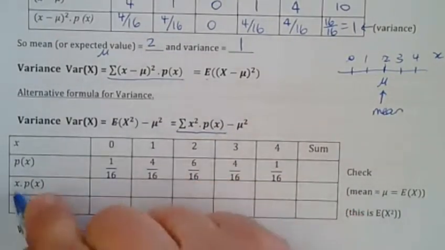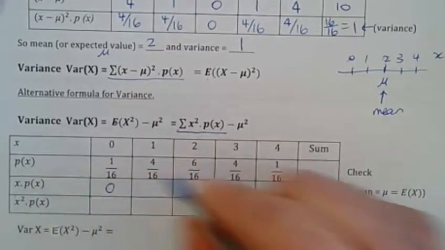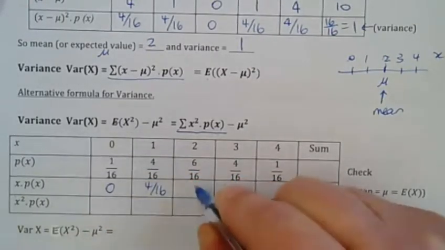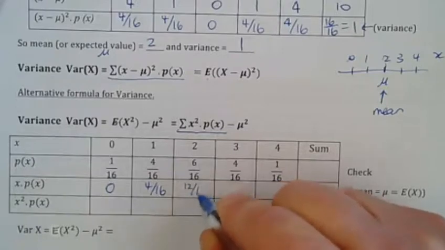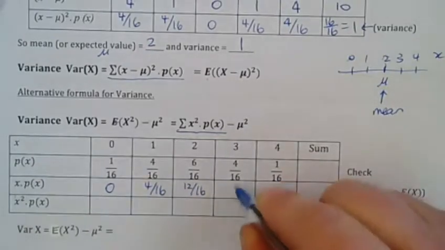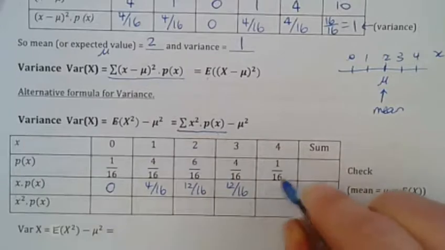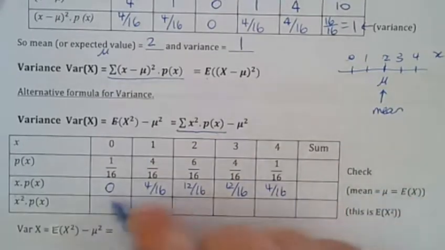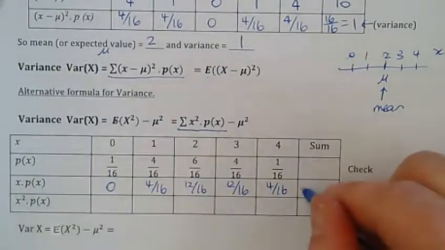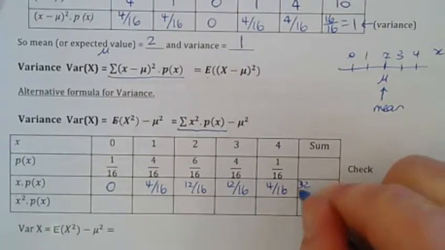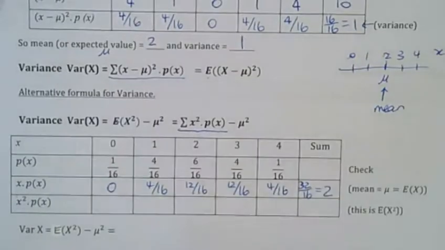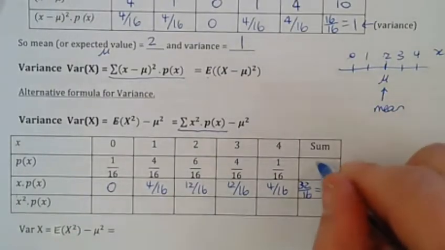I don't think I need x times px, but we'll just do it. 0, 4 on 16, it's not needed. 12 on 16, you don't, oh yeah, you do need it for the mean. 12 on 16 and 4 on 16. The reason you need x times px is you add it all up to get the mean. What's the mean? 32 on 16, which is 2. That's why I need it, because this formula requires me to do the expected value of the x squared minus the mean squared. The sum of all these was 1.